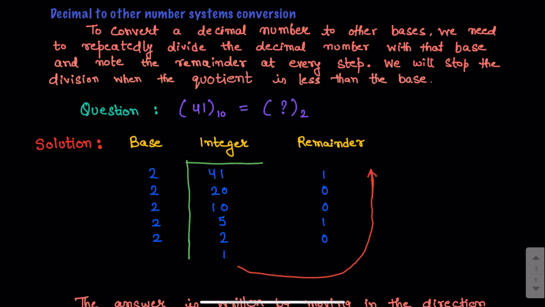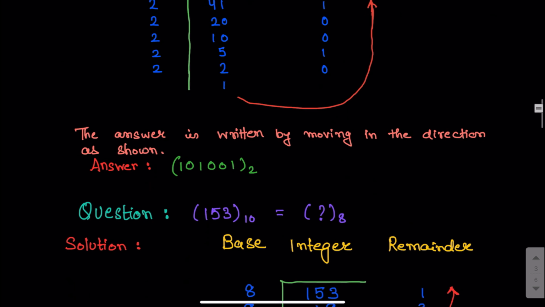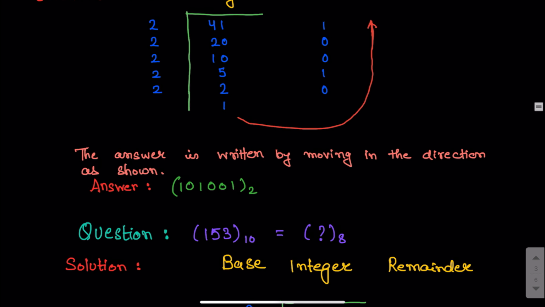And how do we write the answer? You write the answer in the direction of the arrow. That is, we start from the bottom and move in the upward direction. So the conversion for 41, which is a decimal number, to binary is 101001.